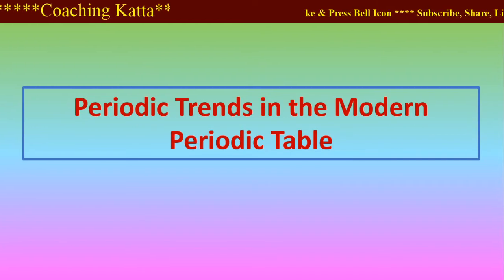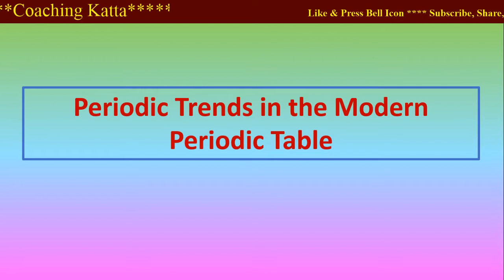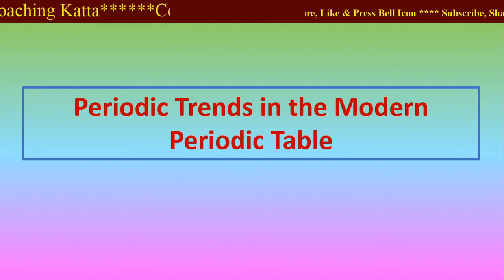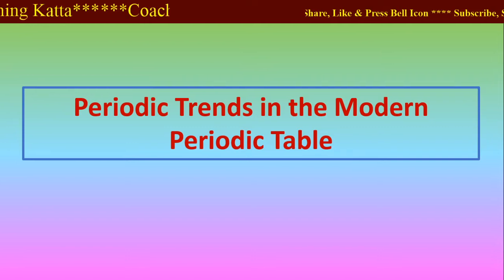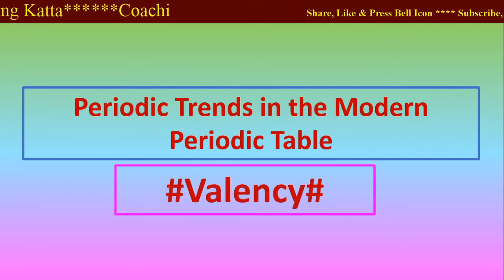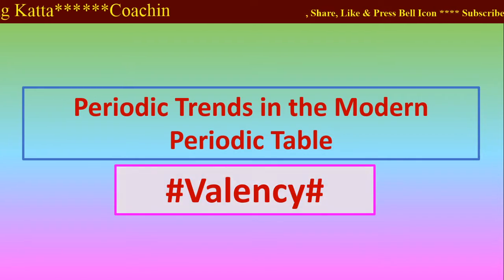When the properties of elements in a group or in a period of the modern periodic table are compared, certain regularity is observed in their variations. It is called the periodic trends in the modern periodic table. Today we are going to study only one property of elements, that is valency.